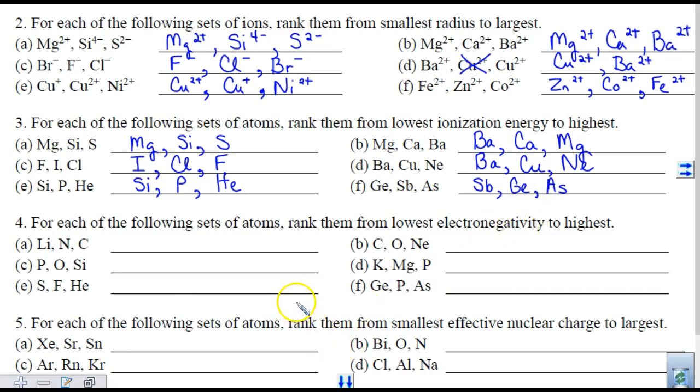All right, next we're going to look at electronegativity in number 4. The thing you need to remember is that noble gases do not have an electronegativity value.